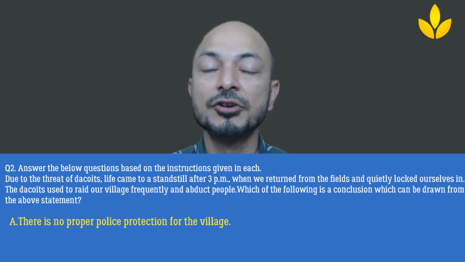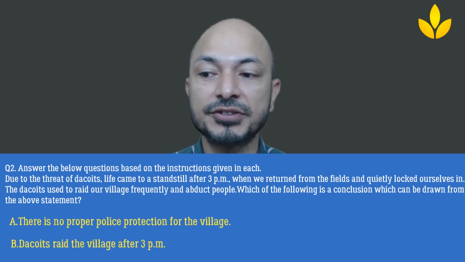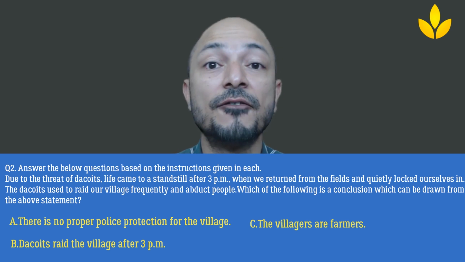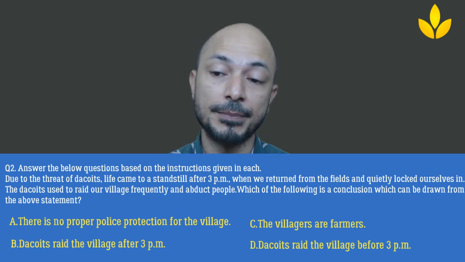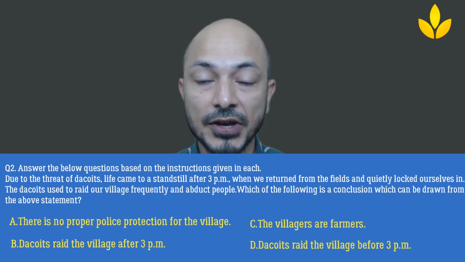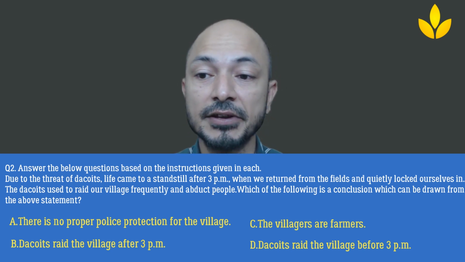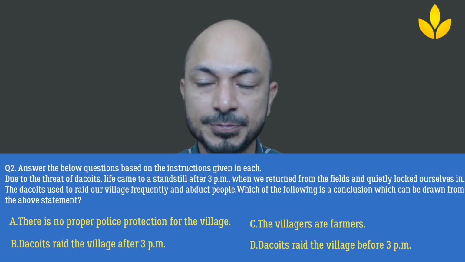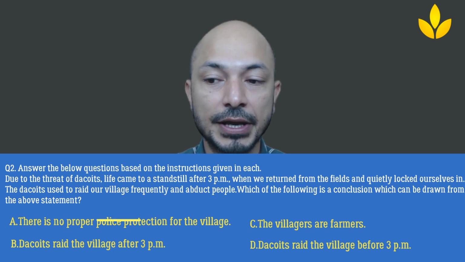A says there is no proper police protection for the village. B says dacoits raid the village after 3 p.m. C says the villagers are farmers, and D says dacoits raid the village before 3 p.m. Now we use the process of elimination again. If we come to A, it says there is no proper police protection for the village. There is nothing in this passage which infers whether there is police protection or not. So we can safely eliminate option A.